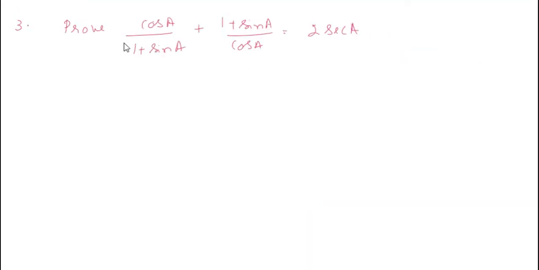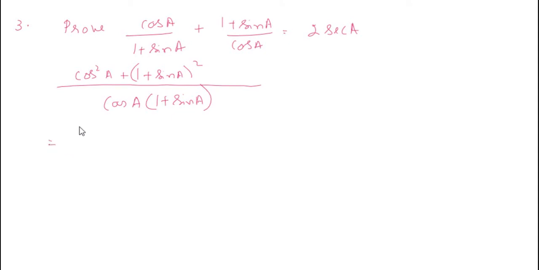Third exercise, prove cos A by 1 plus sin A plus 1 plus sin A by cos A equal to 2 secant A. Now cos A by 1 plus sin A plus 1 plus sin A by cos A. Let us have the LCM here. LCM is cos A into 1 plus sin A. Now cross multiplying, this will become cos into cos, cos square A plus 1 plus sin A whole square.